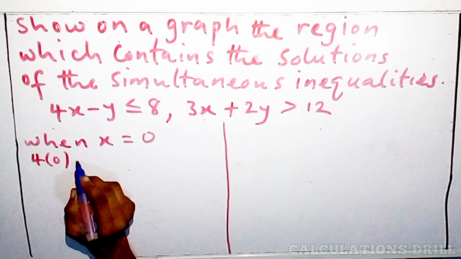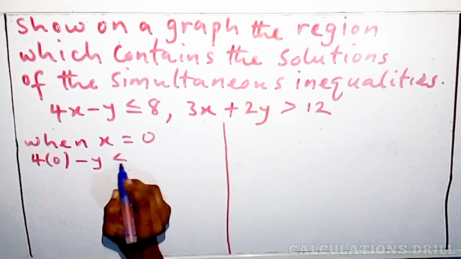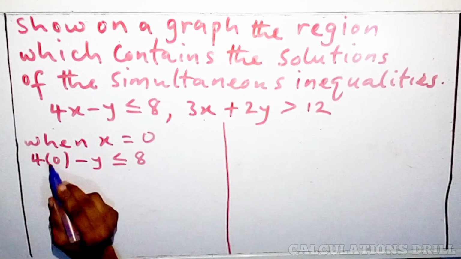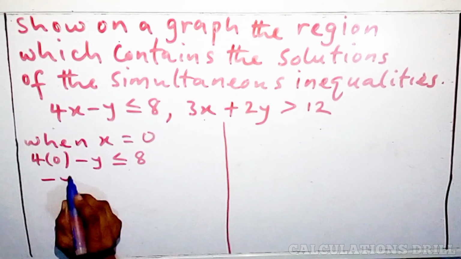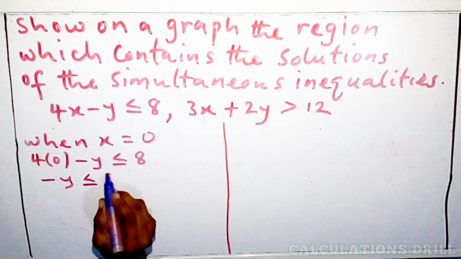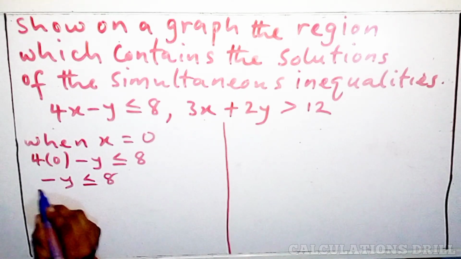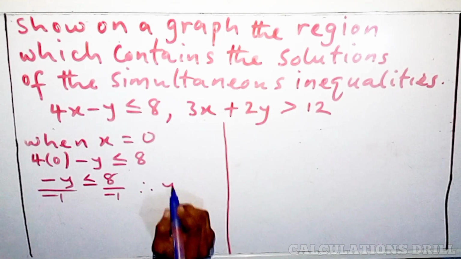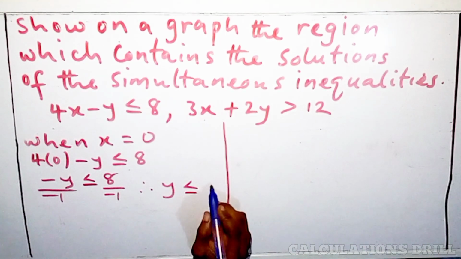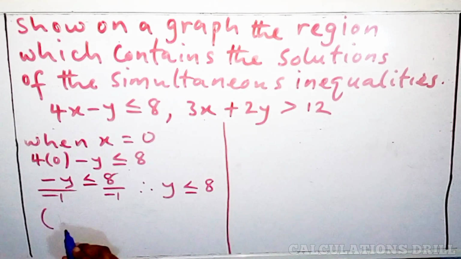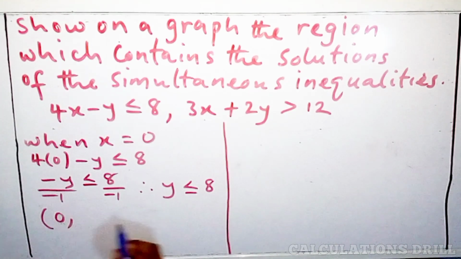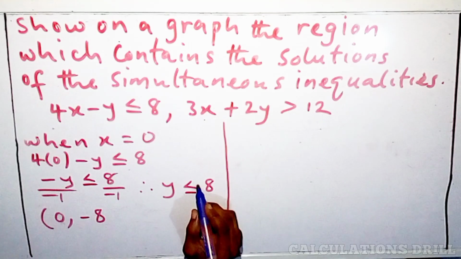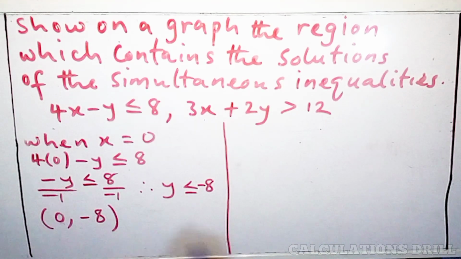When x is equal to 0, that is what you can see on the board. When we did that, we got the value of y to be -8. So let's write down our coordinate, 0 and -8. That is the first coordinate. Remember I told you x comes first.